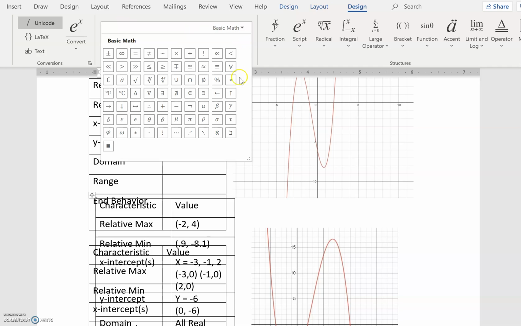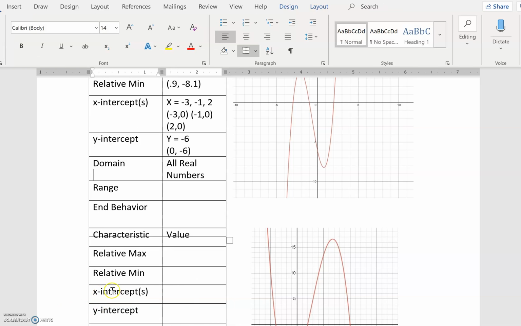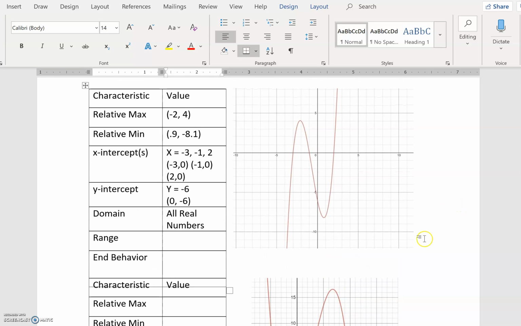And if you don't see it there, you can click the drop-down menu and it has even more math symbols for you. But I'm not going to do that because it's going to mess up my table. The range, so the range of the y values. This graph is going to continue to go down forever and hit every y value on its way. This graph is going to continue to go up and hit every y value on its way. So our range is also all real numbers.